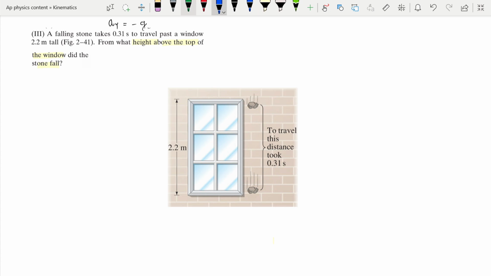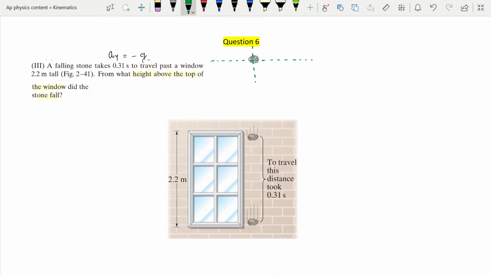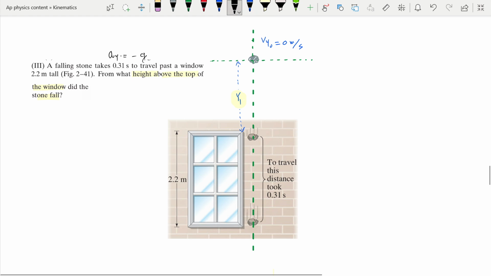Imagine the stone is dropped from this point, so we will consider this position as the origin, where the initial position of the stone is 0. So this is our x-axis, whereas this is our y-axis. At this point, when the stone was released, we can consider y0 is 0 and the initial velocity is 0 meters per second. So the stone covered this distance, that is y1. Let us consider this. And in this question, we need to find out this value.